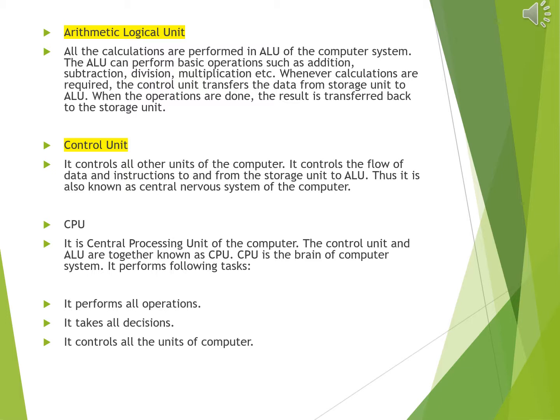Control unit. It controls all other units of the computer. It controls the flow of data and instructions to and from the storage unit to the ALU. Thus it is also known as the central nervous system of the computer. CPU. It is the central processing unit of the computer. The control unit and ALU are together known as the CPU. The CPU is the brain of the computer system. It performs the following tasks. It performs all operations. It takes all decisions. It controls all the units of the computer.